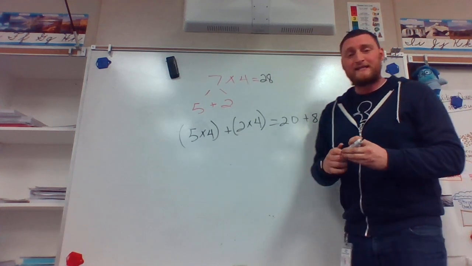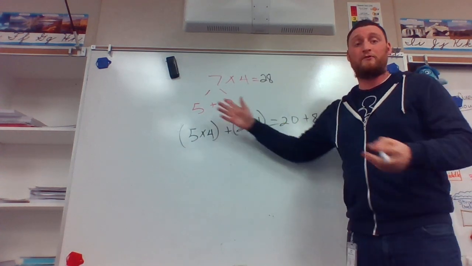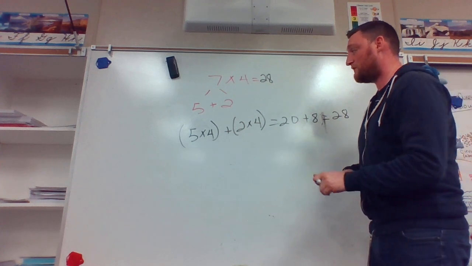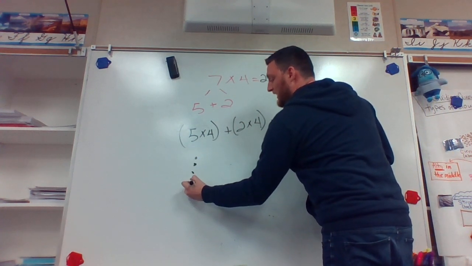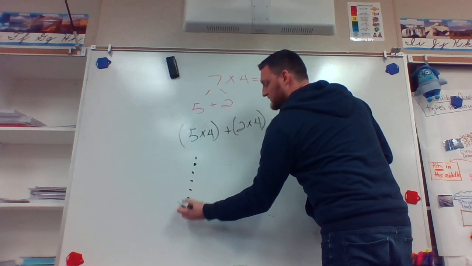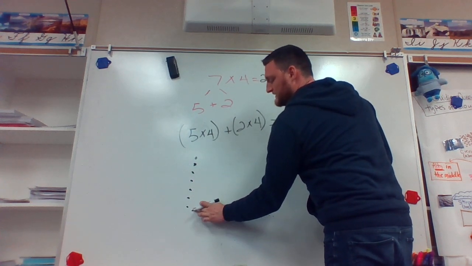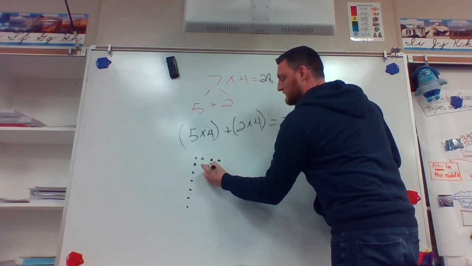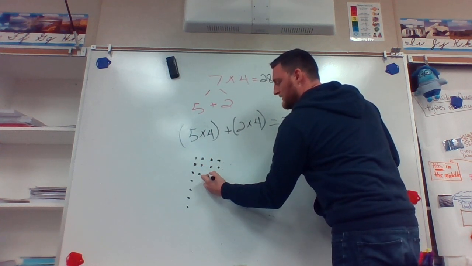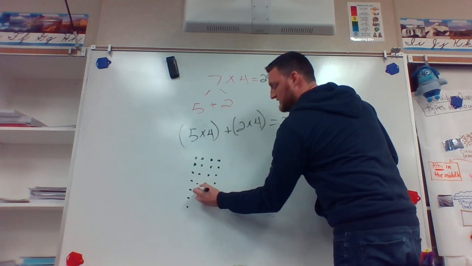And I've been asking them on the homeworks to draw an array to represent this. So what that would look like is I would draw my regular 7 groups. So I have 1, 2, 3, 4, 5, 6, 7 groups of 4. So that would look like this. I'm just going to quickly draw in these dots.